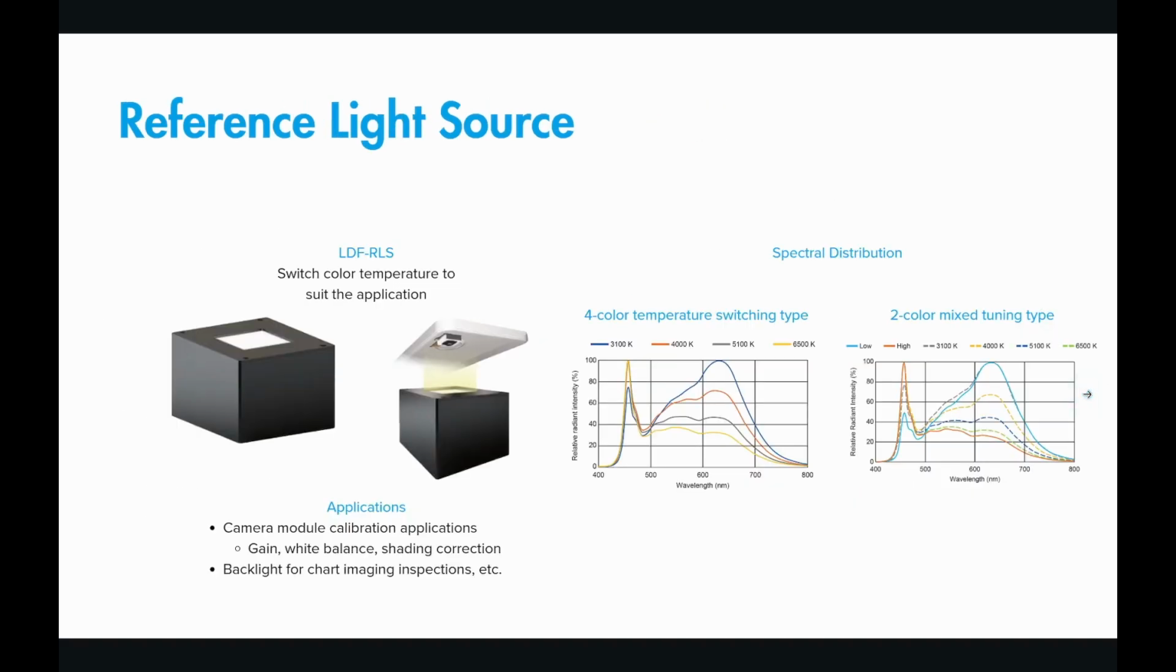Next is the reference light source. This is essentially a light just made for calibrating cameras, your gain, your white balance, stuff like that. Backlight for chart imaging inspections. We don't come across this too often, but it does exist if it is something that you need. If you're just doing your general vision applications, this probably isn't going to be a requirement for you to have or to test with.